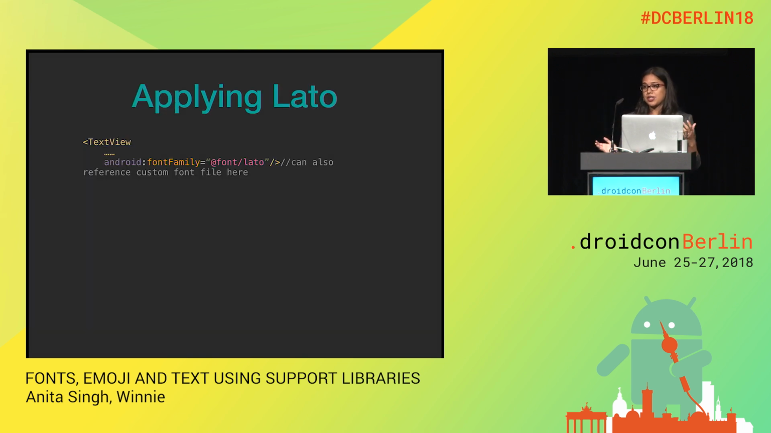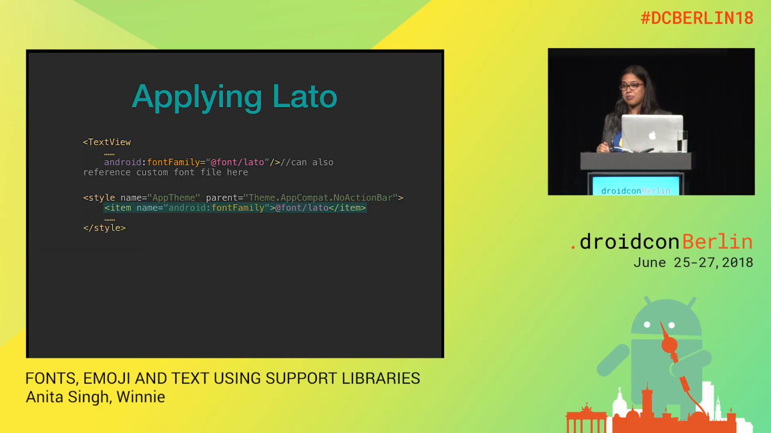So we know how it works. How do we actually use it? There's a handy font family tag that you can use, and it can refer to either a font family or just a font. And this next part is my favorite. Now, all that you need to do in order for all your text views in your app to have your custom font is just one line of XML in your app theme.